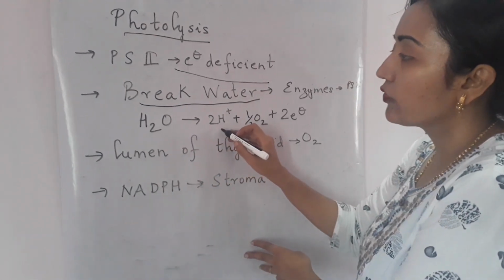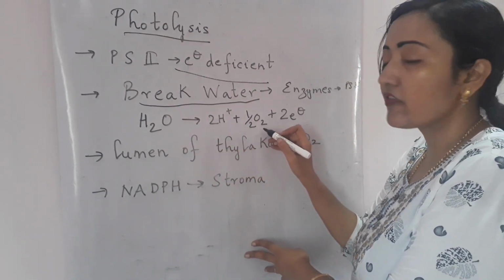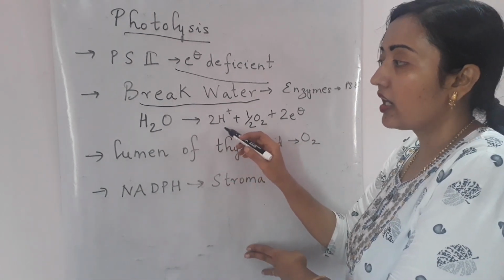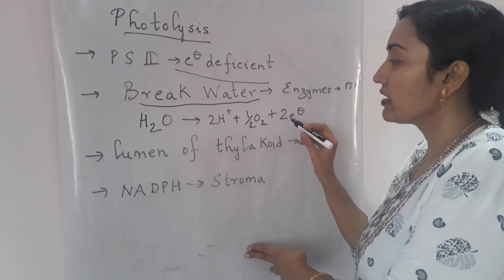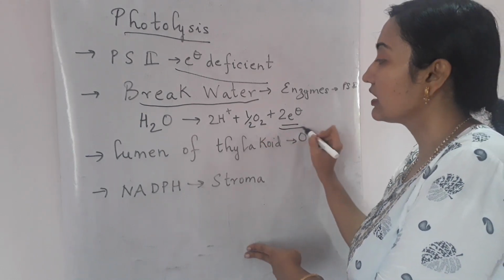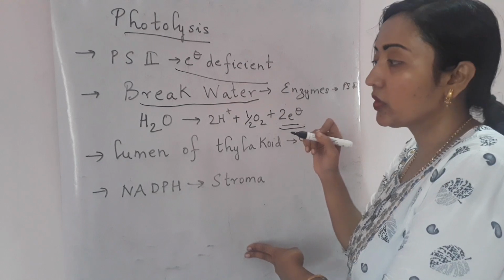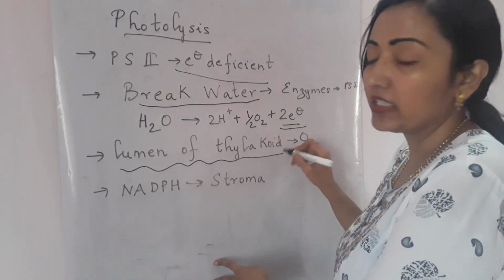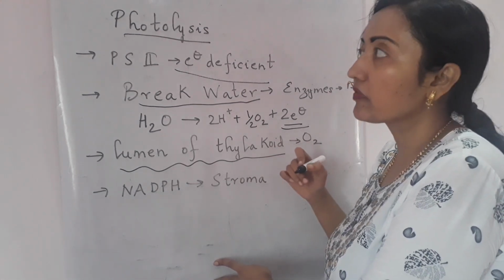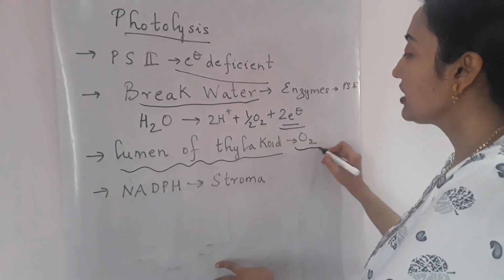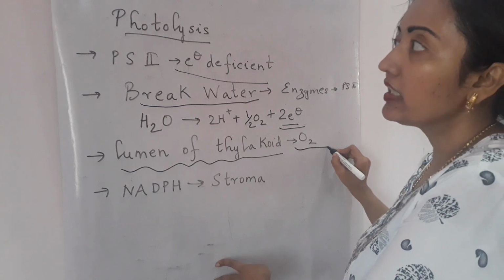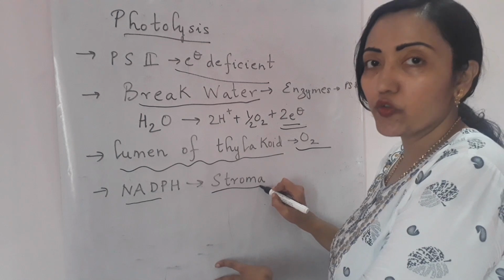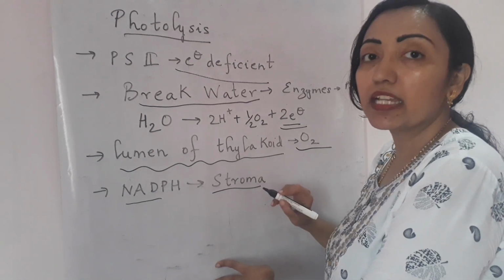Water breaks to form 2 hydrogen ions, half O2, and 2 electrons. These electrons are accepted by photosystem 2, and this process takes place in the lumen of the thylakoid membrane. So oxygen is made in the lumen of the thylakoid membrane, and NADPH is made inside the stroma.